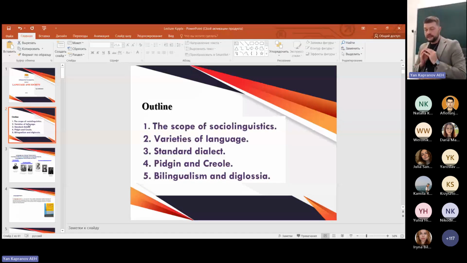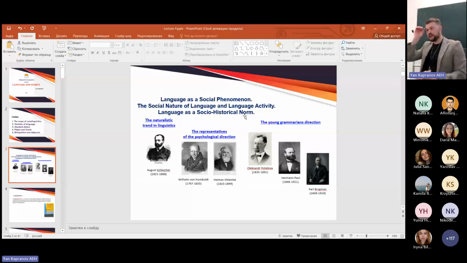So we continue speaking about the... We start speaking about the language as a social phenomenon. Of course, in terms of any topic, in terms of any problem and issue, we have to speak about the main representatives, who gave birth to linguistic concepts, in our case, to the language as a social phenomenon. The main of them are represented on the slide. These were the representatives of the naturalistic trend, August Schleicher, the representatives of the psychological direction, Humboldt, Steinthal, the Younger Grammarian direction, Paul, Potebnia, Brugmann.